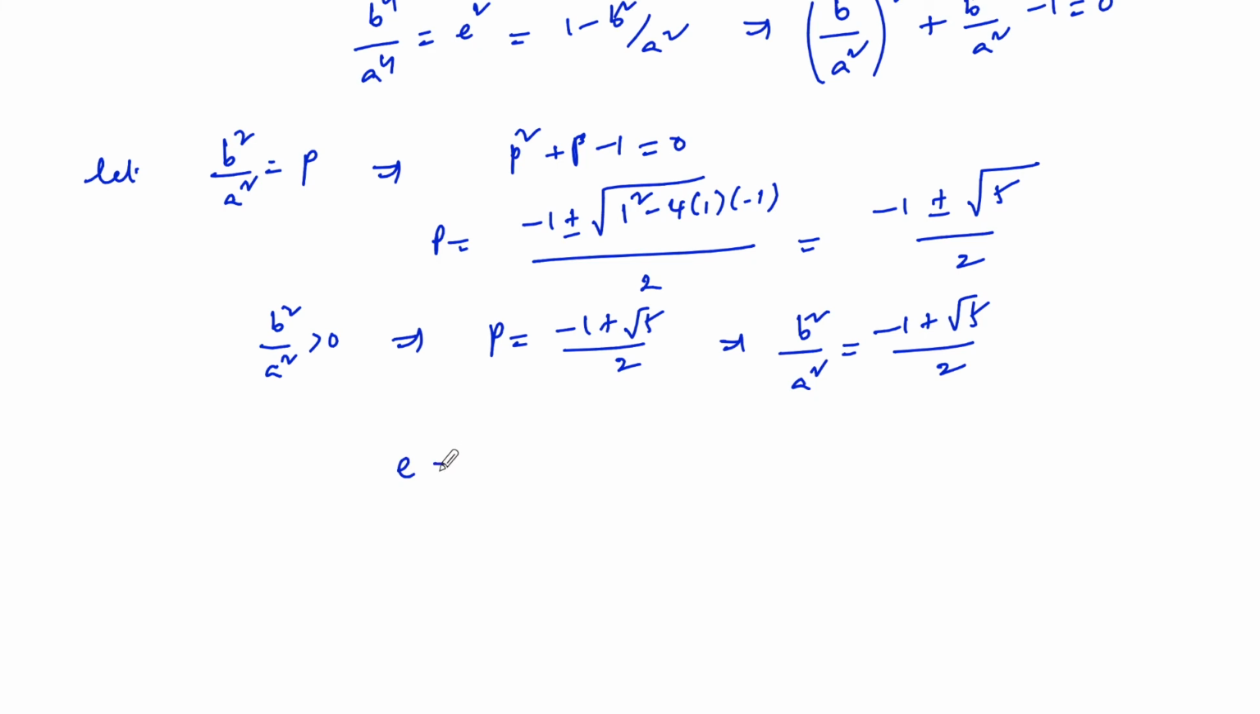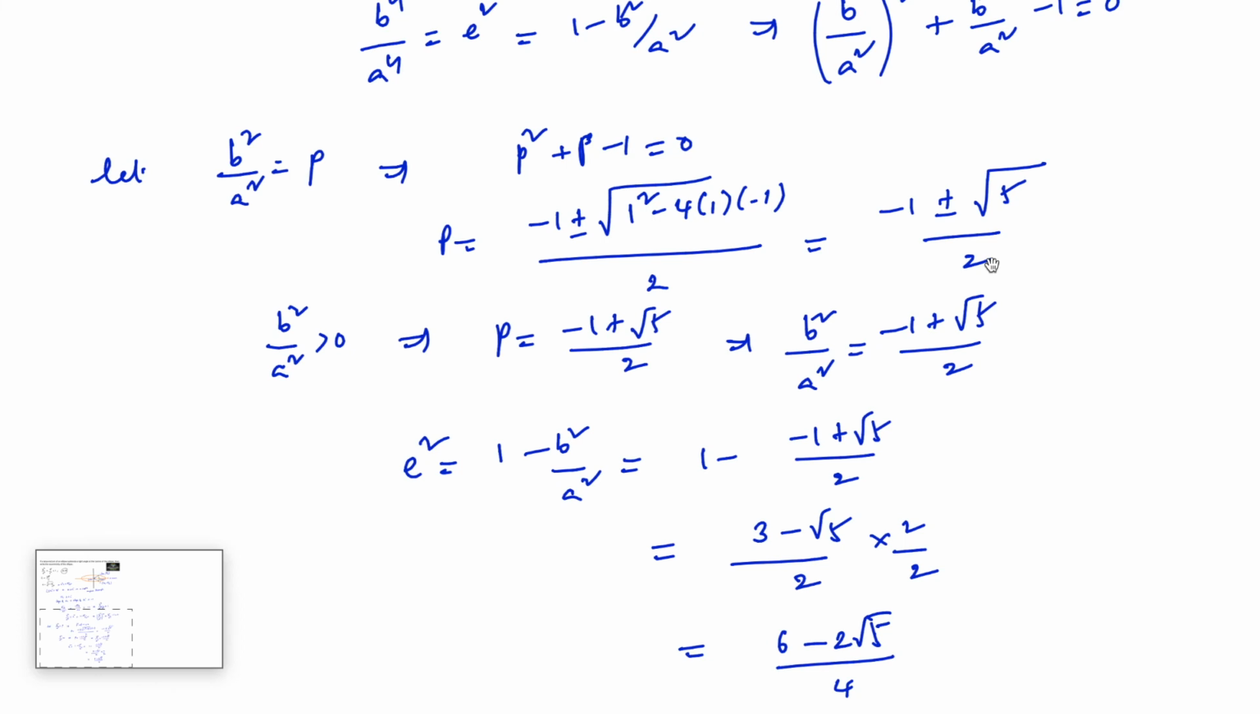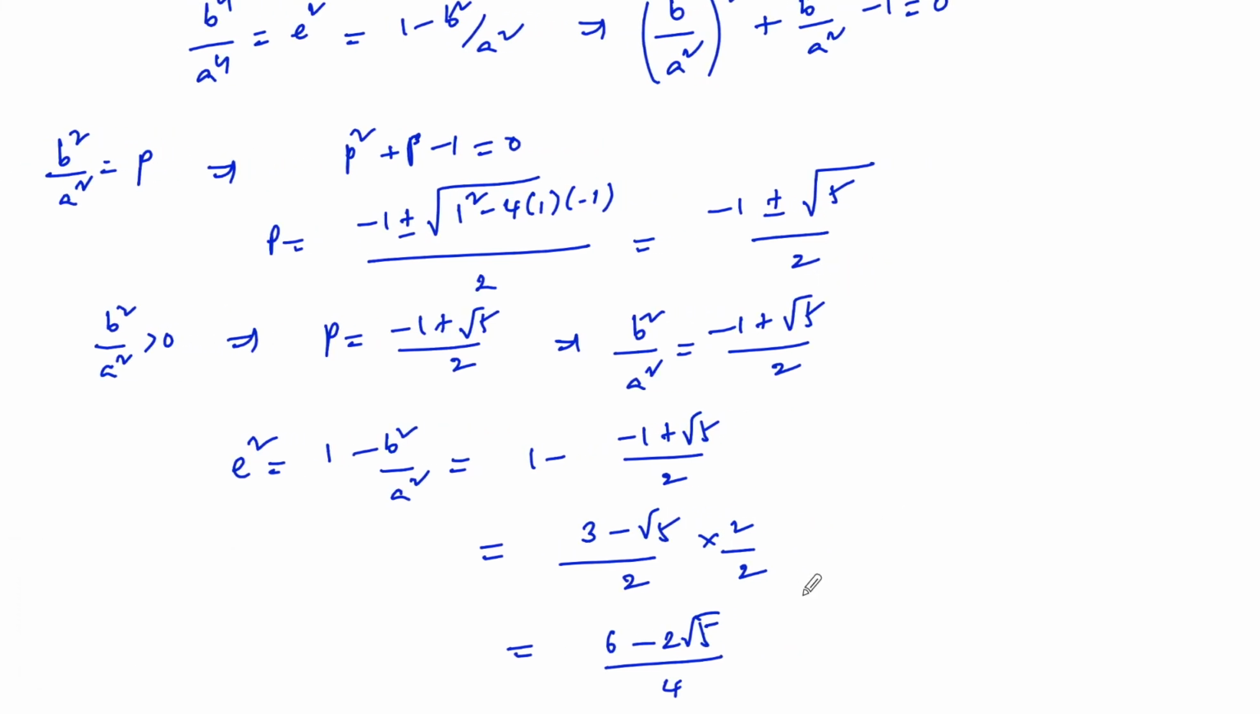So eccentricity e square is equal to 1 minus b square by a square. So we can write 1 minus (minus 1 plus root 5) divided by 2. We can write this as 2 ones are 2, 2 plus 1 that is 3 minus root 5 divided by 2. So let us multiply and divide with 2 so that we can write here 6 minus 2 root 5 divided by 4, so that we can simplify here.